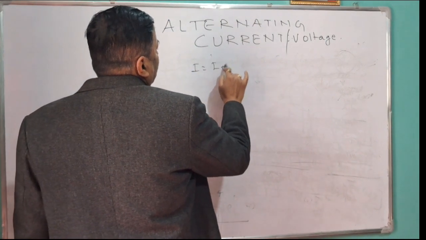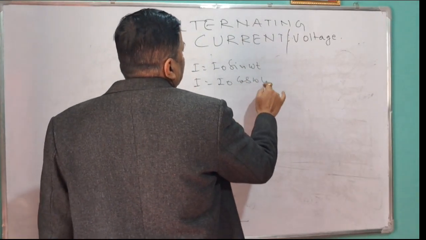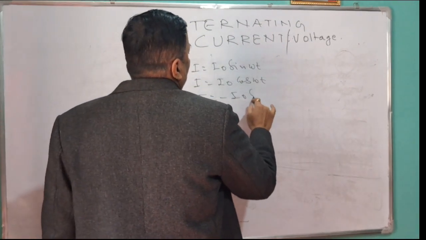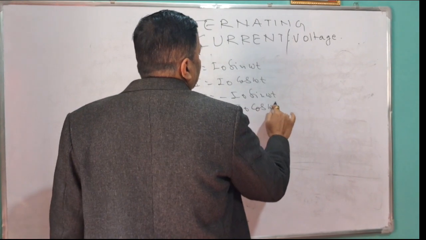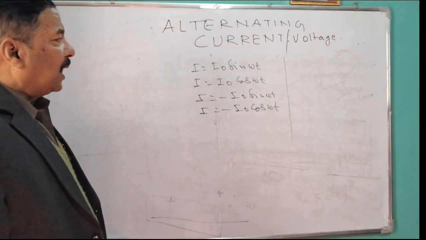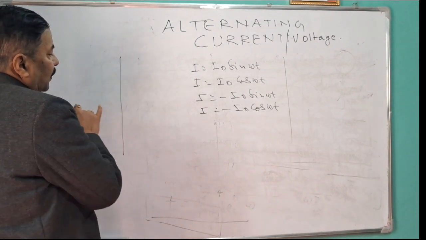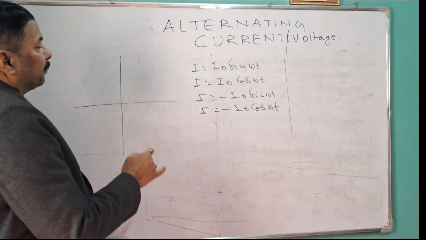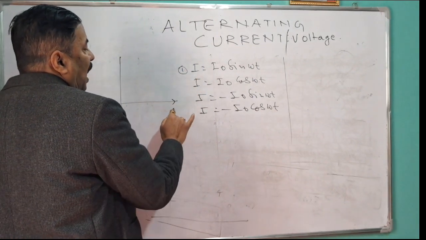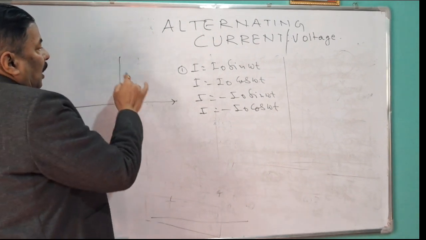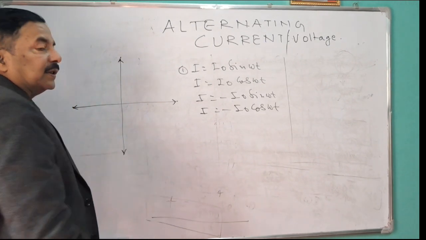I is equal to I naught sine omega t. I is equal to I naught cos omega t. I is equal to minus I naught sine omega t. I is equal to minus I naught cos omega t. All represent AC. And this matter we explain using the phasor diagram. If I take this as the rotating vector, then this represents your I naught value. This I naught value will represent I naught sine omega t. Cos omega t will be represented here. Minus sine omega t will be represented here. And minus cos omega t will be represented here.